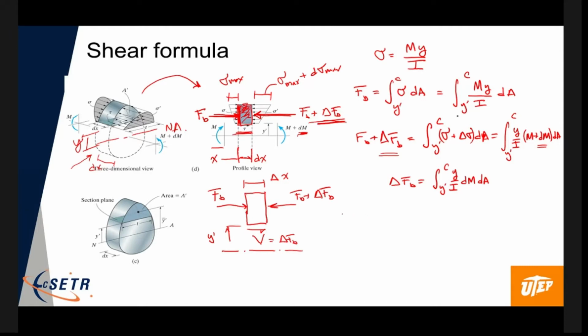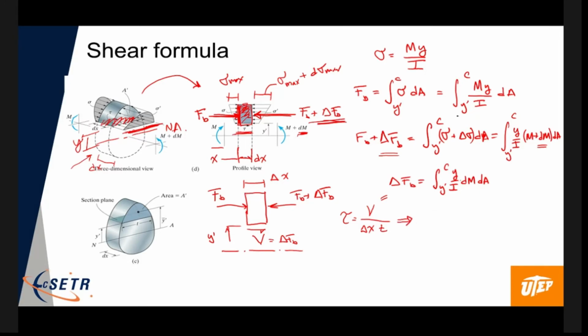And we know that the shear stress on that surface would be the shear force divided by the area of that surface. So the area is this area here, that is delta x times the thickness of the cross section at that plane y prime. It's the thickness exactly at y prime, so I'm going to call that t. We know that V has to equal delta FB.